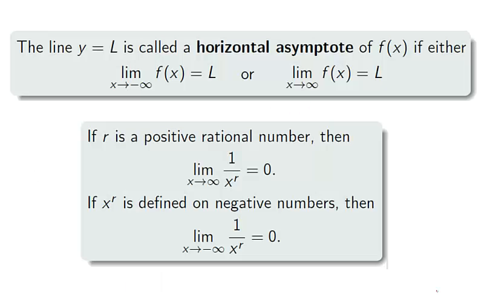To summarize, the end behavior of a function is described by its horizontal asymptotes, which are limits at infinity of the function. Our best tool for calculating limits at infinity is the expression 1 over x to the r for positive rational values r. In the second video of this section, we will calculate additional examples of limits at infinity and discuss limits at infinity which happen to be infinite.